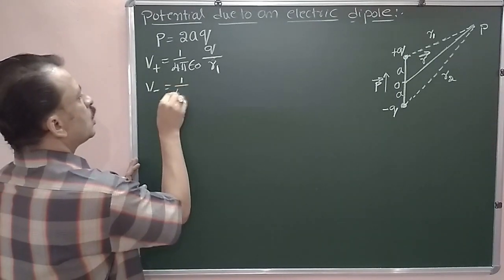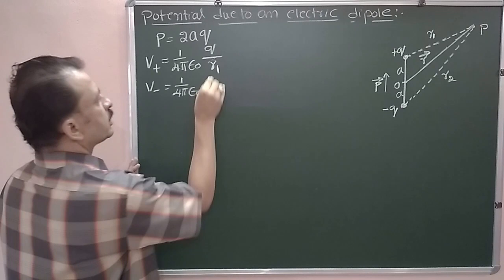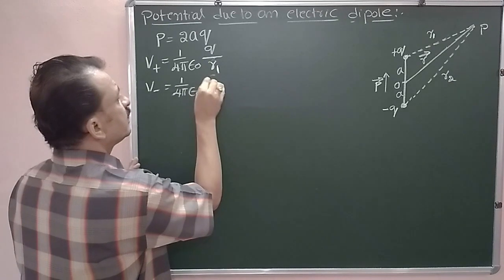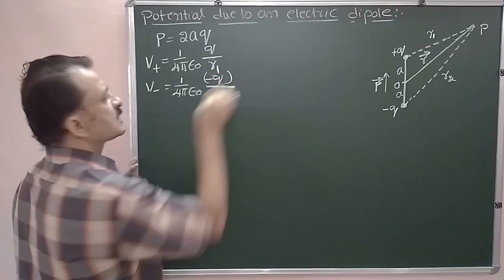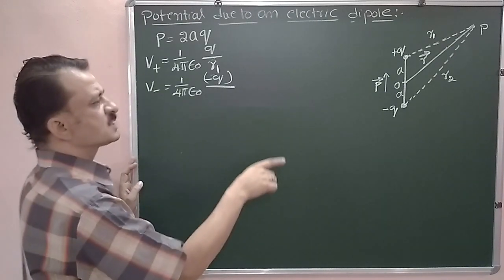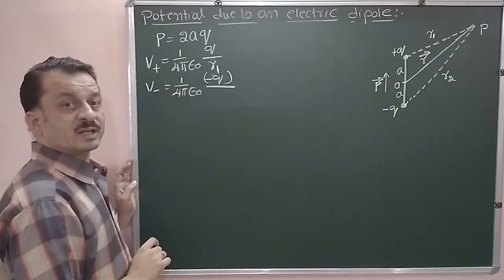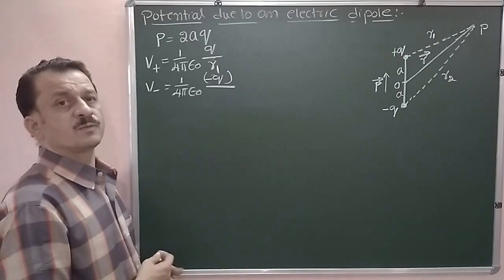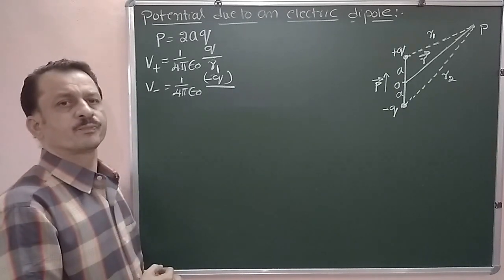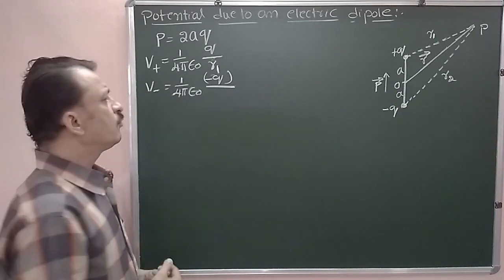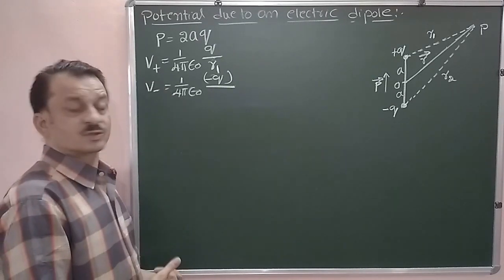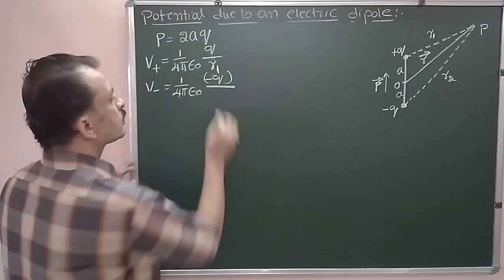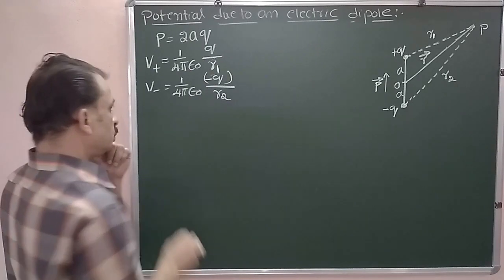So it is given by 1 divided by 4 pi epsilon naught into minus Q divided by r2. Since potential is a scalar quantity, we have to consider the sign also. That means if the charge is negative, then we have to take minus Q. While studying electric field and electrostatic force, we only use the magnitude. The sign only indicates the direction of the field or the force. But here potential is a scalar quantity. Therefore, we have to consider the minus sign also.